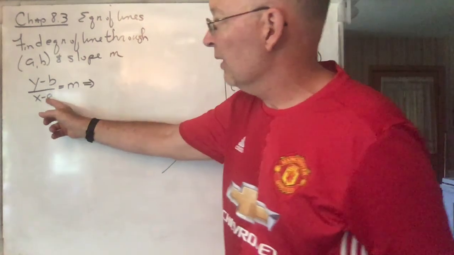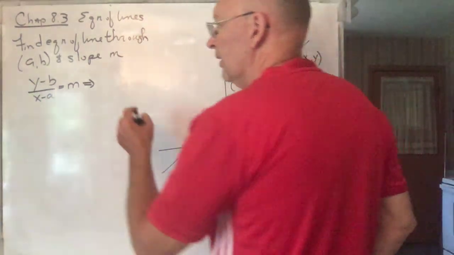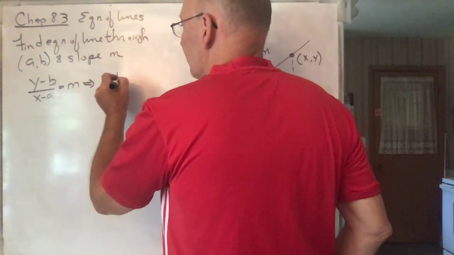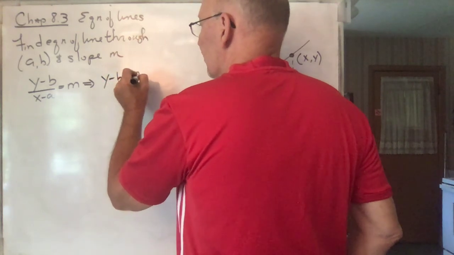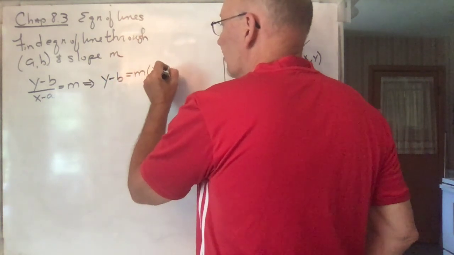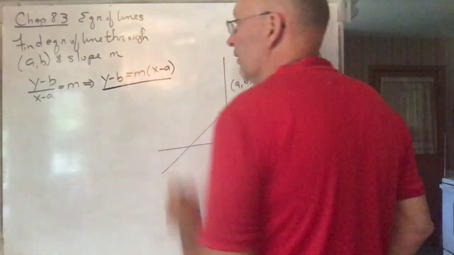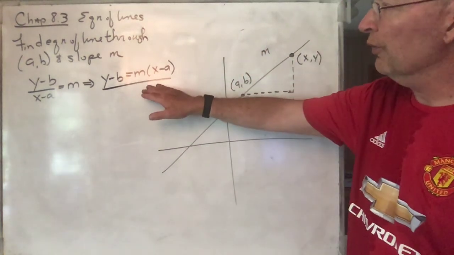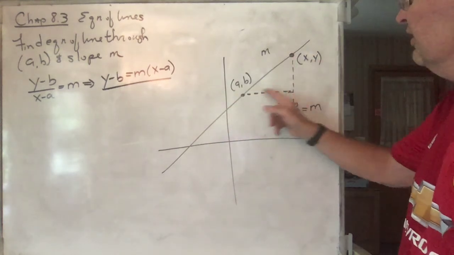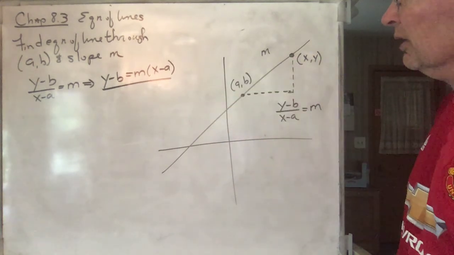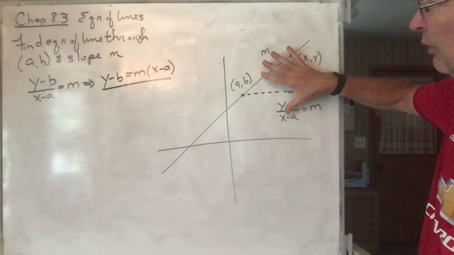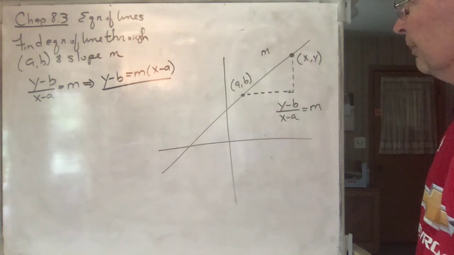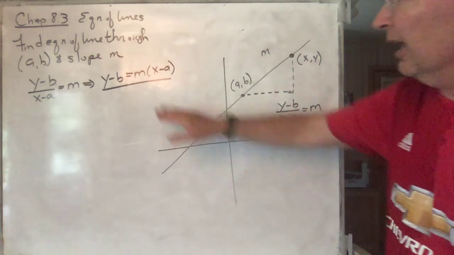And so all we have to do now is multiply through by the denominator, and we're going to get y minus b is equal to the slope times x minus a. There it is right there. There's the equation. That's probably my favorite equation for a line because it's very easy to see where it comes from. You don't have to memorize it. All you have to do is just make yourself a picture, and it pops right out of the picture. And I like it in that form.